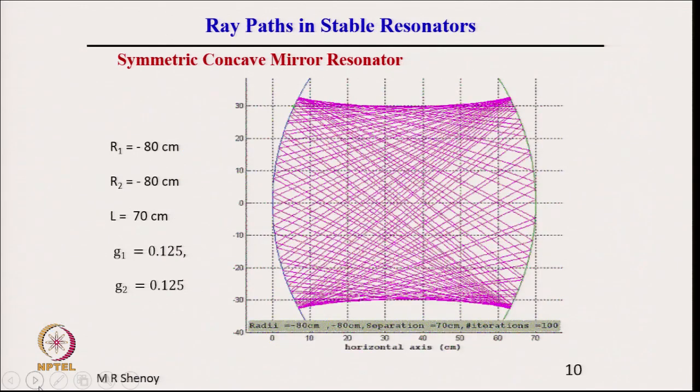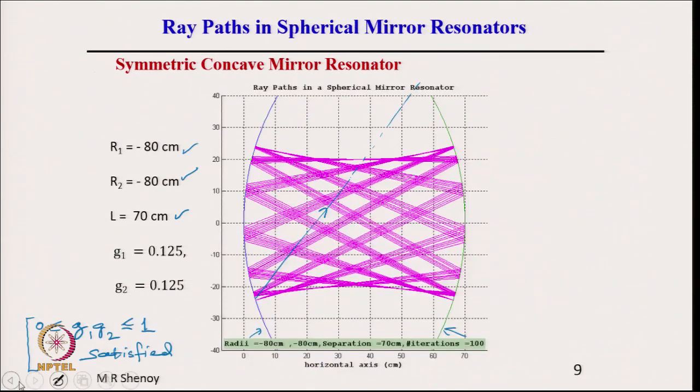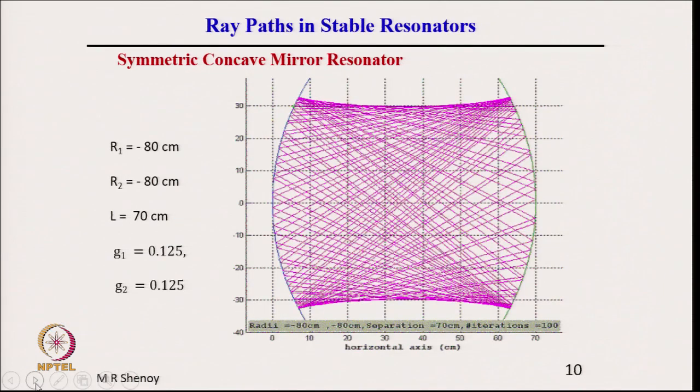Let me show another diagram here. It is the same resonator. Now, the rays are spread out more. In the previous case, the rays were shown as bunches, starting from one point, a bunch of rays propagated with slightly different angles. Now, in the same resonator, the rays are spread out.